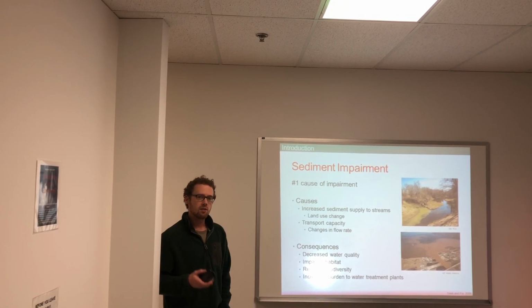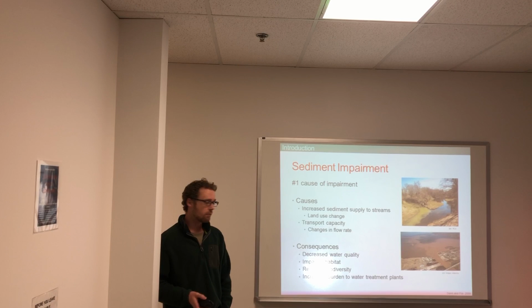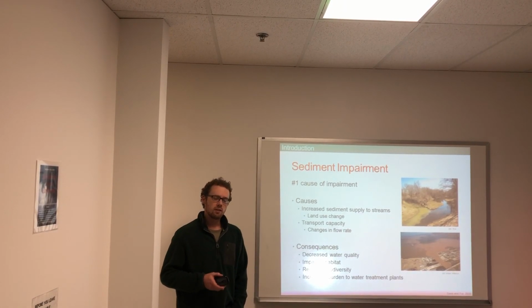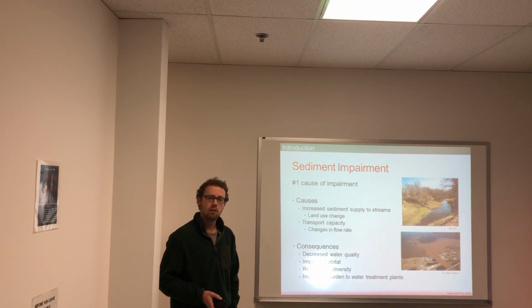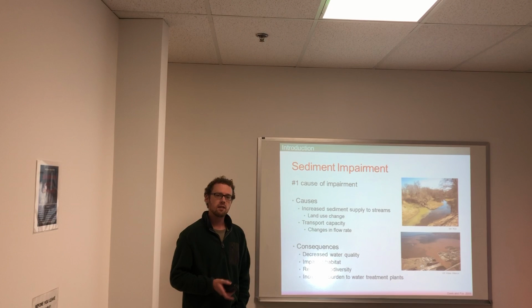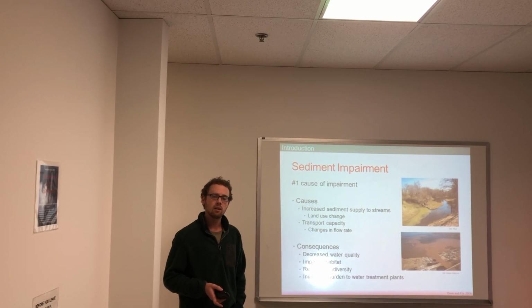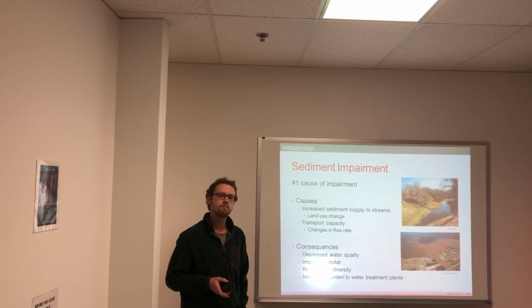can be categorized into two main classes. The first of which is an increase in sediment supply to streams. This is largely caused by changes in land cover usage. For example, removing natural vegetation from the landscape to make room for agriculture or grazing lands can destabilize topsoils, making them more likely to erode and cause sedimentation in streams.